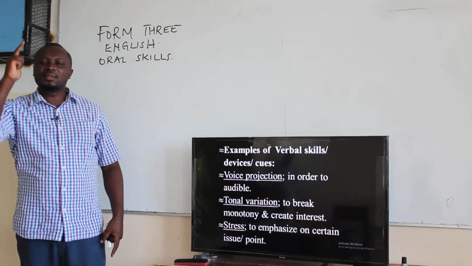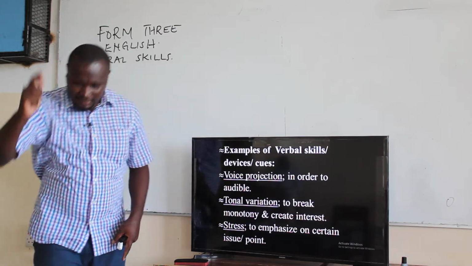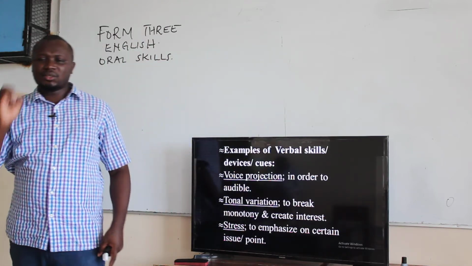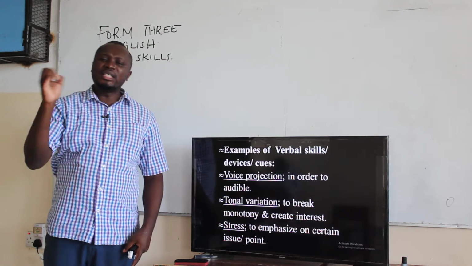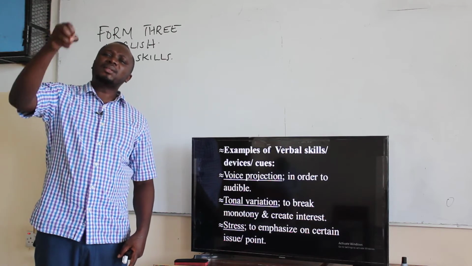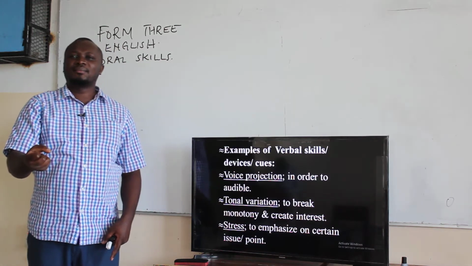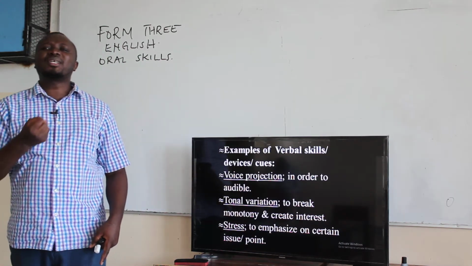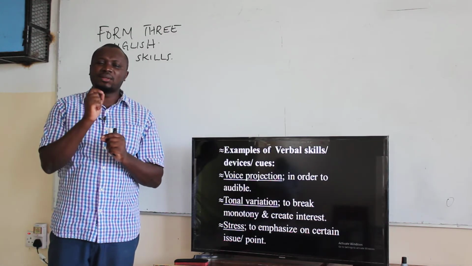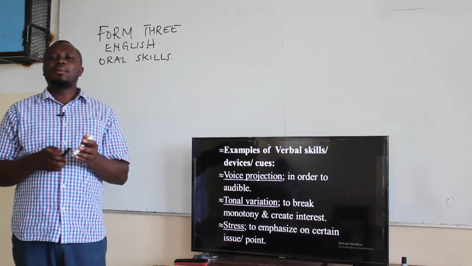Third type of verbal skill, verbal device, or verbal cue, is something called stress. Stress. Kwa Kiswahili tunasema nini? Kutilia mkazo. Stress, to emphasize certain issues or points. How do you stress? When you pronounce a word that you are stressing, you put a lot of effort into pronouncing that word. It will come out clearly because there's some stress on it. You're emphasizing the message. So stress is another form of a verbal cue.